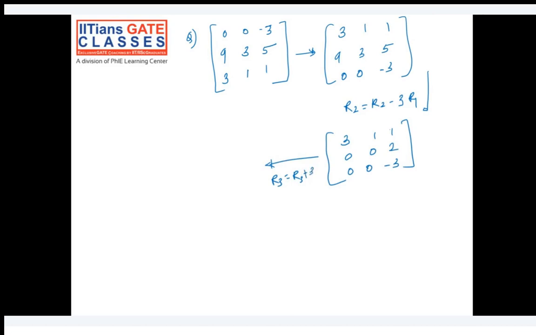Okay, and after that we cannot make the second row 0 entirely. That's why at this point you have to stop and say the rank of this matrix A is equal to 2, because the number of non-zero rows is 2.